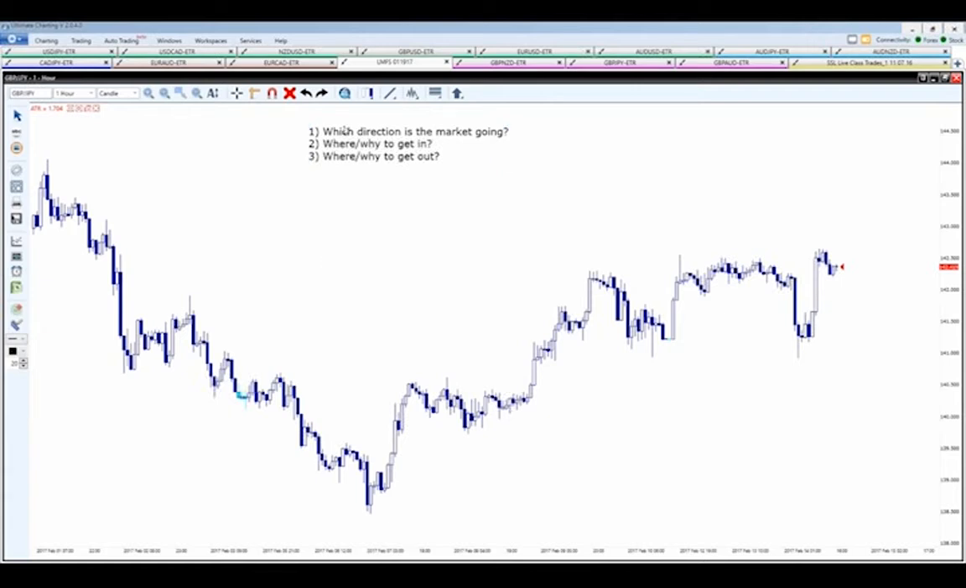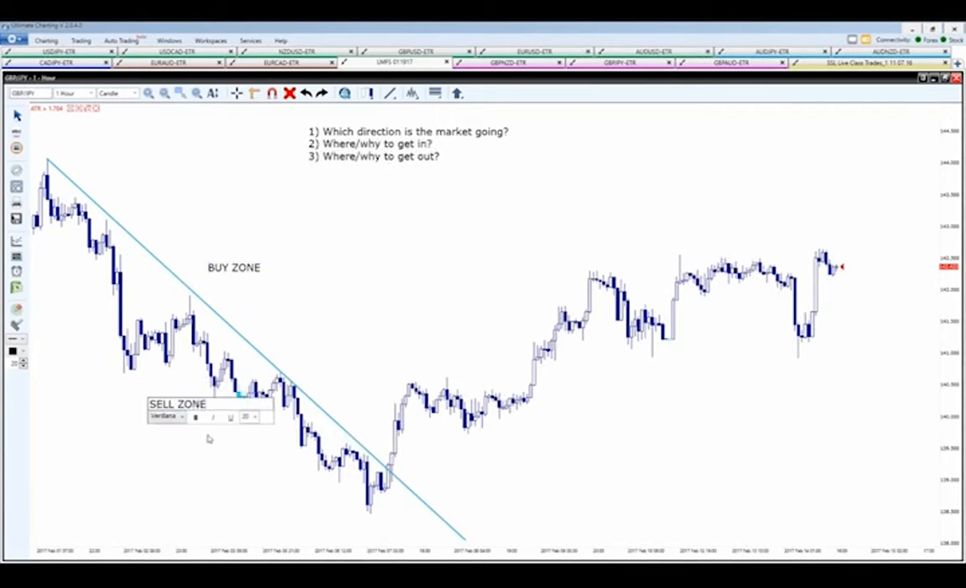Which direction is the market going? What we can do is come in here and draw what's called a trend line, just like this. Let me draw a trend line just like that. I'm going to change that to that color right there. Now this trend line is going to help us take some fear out of the market, because above that trend line, we're in the buy zone. Below the trend line, we are in the sell zone.